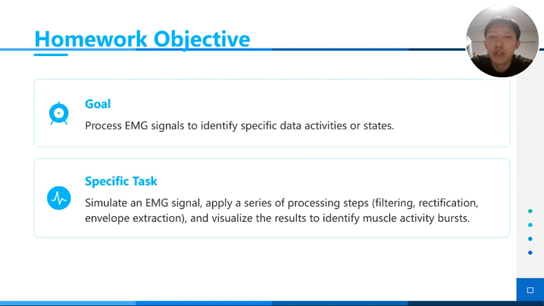The primary goal of this homework is to process EMG signals to identify specific activities or states. Specifically, we need to simulate an EMG signal, apply filters and other processing techniques, and then visualize the results to clearly identify properties of muscle activity.